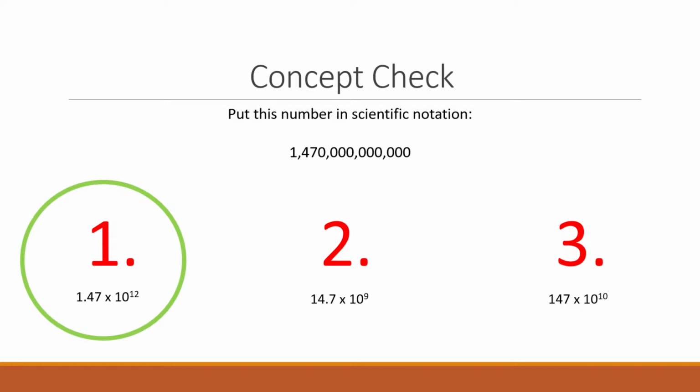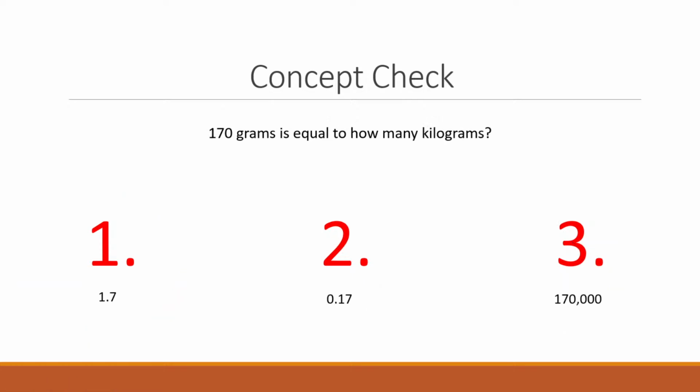You could also keep in mind that you need a number between 1 and 10 as your leading number. 14, not between 1 and 10. 147, not between 1 and 10. Making 1 the only correct scientific notation, on top of it being the correct answer. What about this one? 170 grams is equal to how many kilograms?